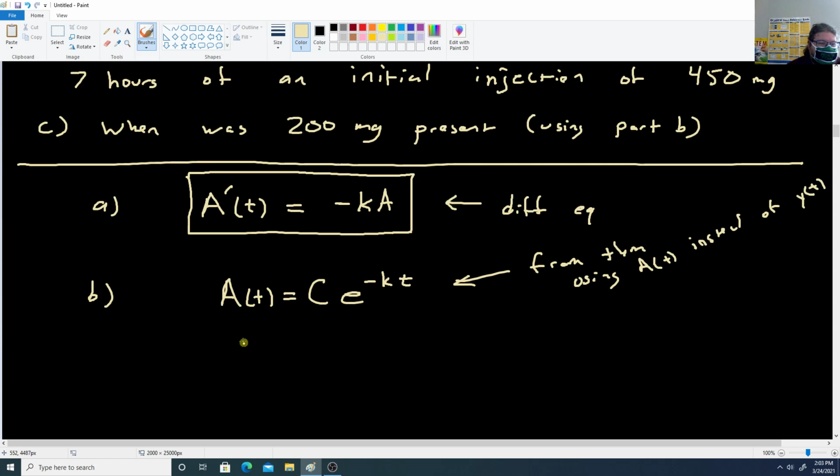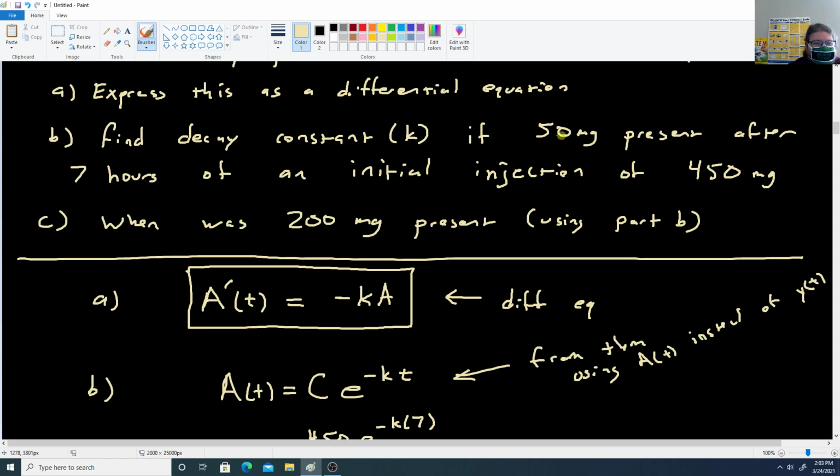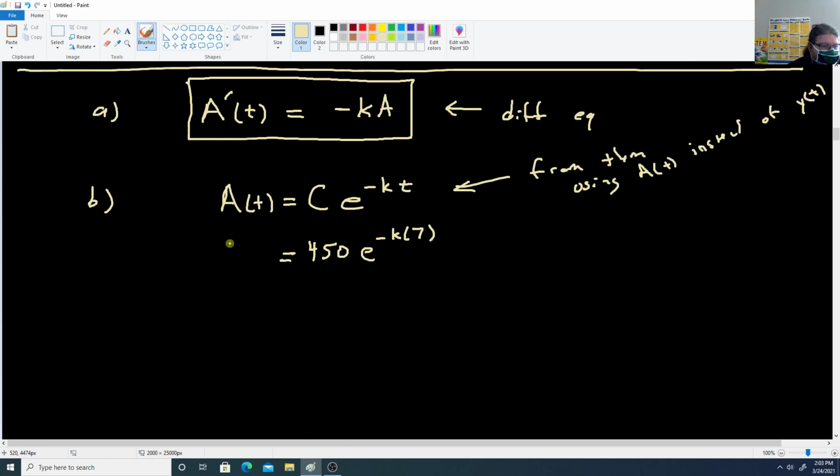So now that we got this, we need to use our information here. We said, okay, initial injection of 450 was made. That tells me the c value was 450. We have e to the negative k times, they said 7 hours, so at a time of 7, the amount present is 50. So we're plugging everything into this equation here.